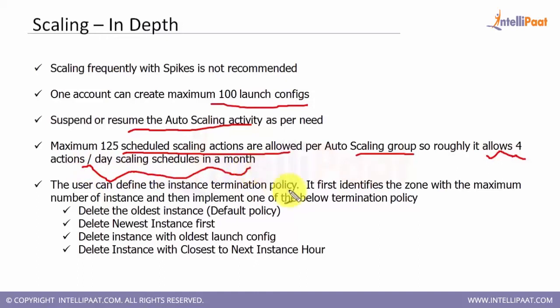Also, when auto scaling terminates an instance, you can define in which way it should terminate. That is the oldest instance first, newest instance first, the instance with the oldest launch configuration first, or the instance which is closest to the instance hour, that is for the pricing basis, first. You can define that also, and we will see that in our demo.